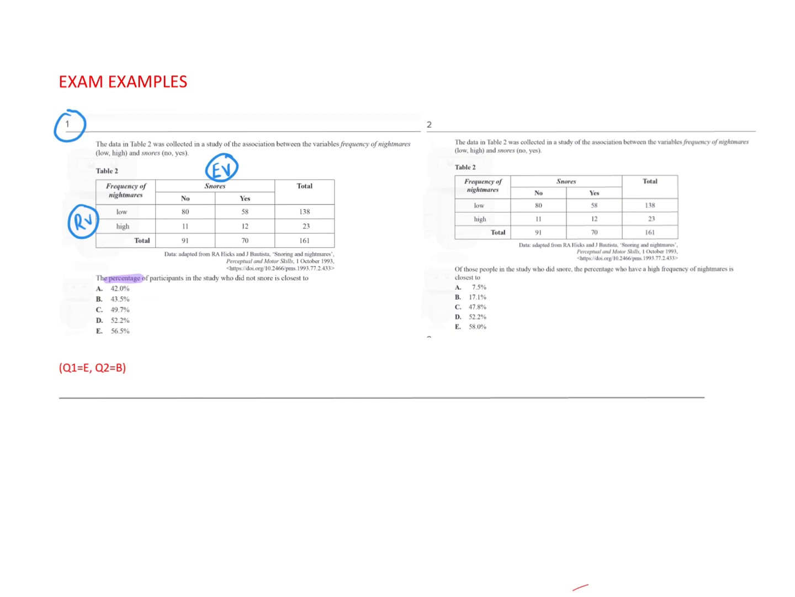So the percentage of participants in the study who did not snore is closest to. So if you go and look at that, no snore over the total. So no snore equals 91 out of how many people were there in the whole study? 161, here's the total people. And then you times that by 100 and you end up with 56.5%, which is how we get the answer E.